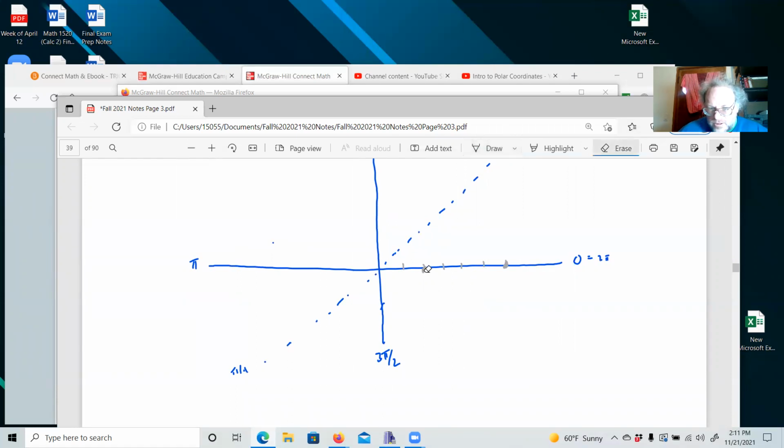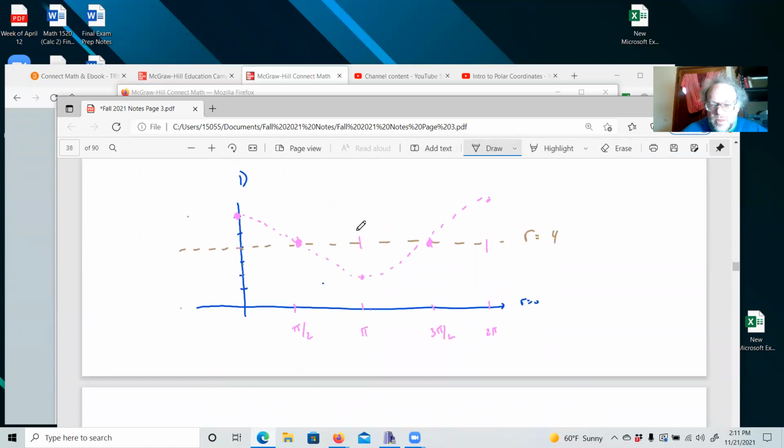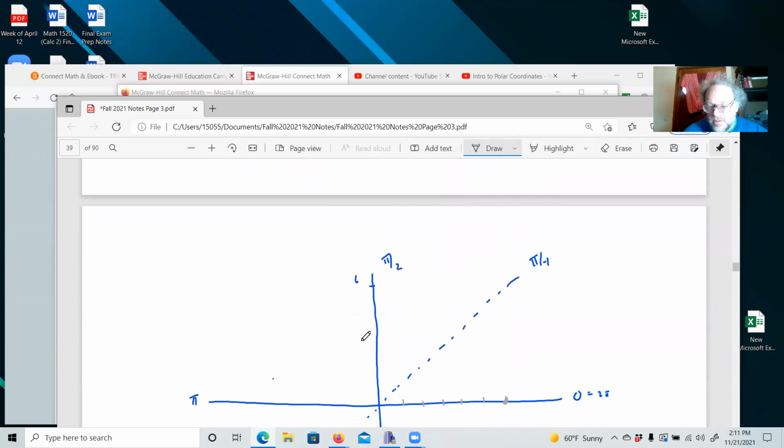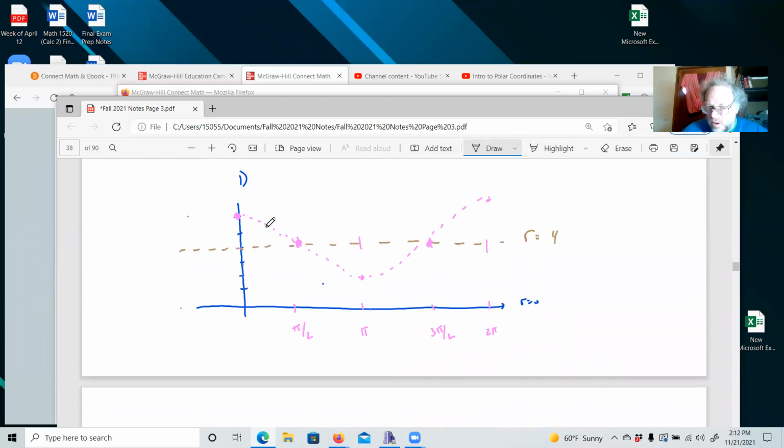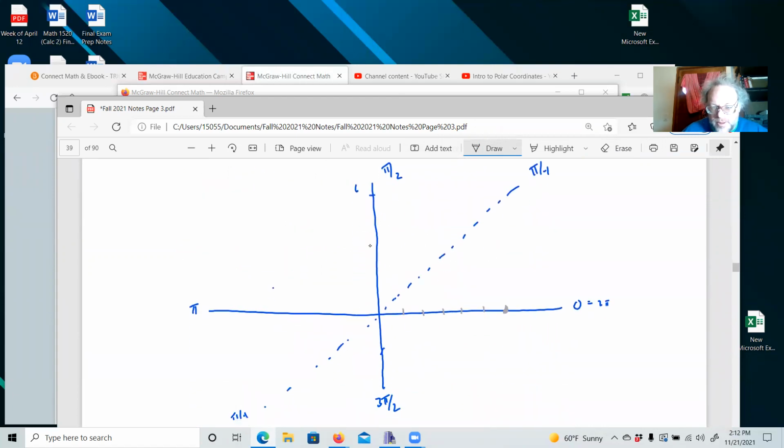Let's erase this first part just in case. So theta equals 0, our r value is 6. Now as we sweep from here to pi over 2, what's happening? Well, r is decreasing back down to 4. So we'd go 1, 2, 3, 4, and we're going to do something like this.